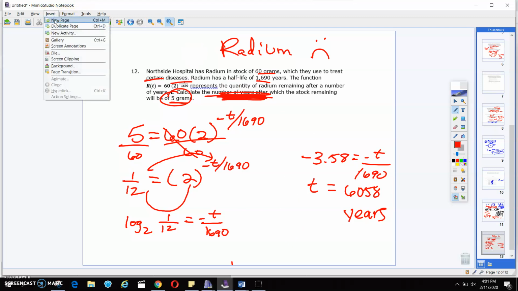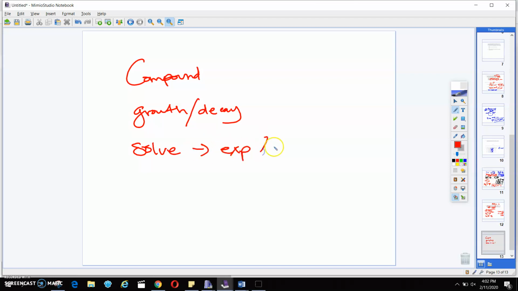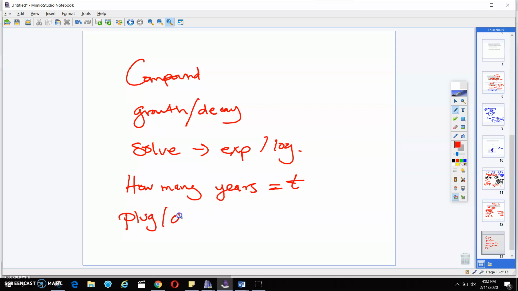Couple of things to get ready for your test. You really need to be able to do compound interest. Growth and decay. You need to be able to solve, so really going back and forth from exponential to log form, as well as have a general understanding of word problems. You've got to read the problem. If it asks for how many years, you're solving for t. If it's just like, hey, how much are you gonna end up with? That's just one of those plug and chug kind of things.